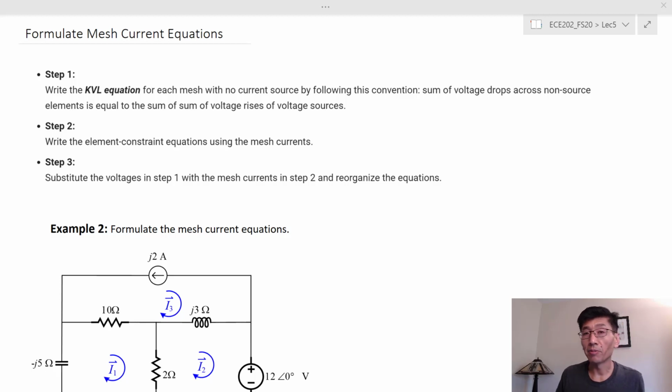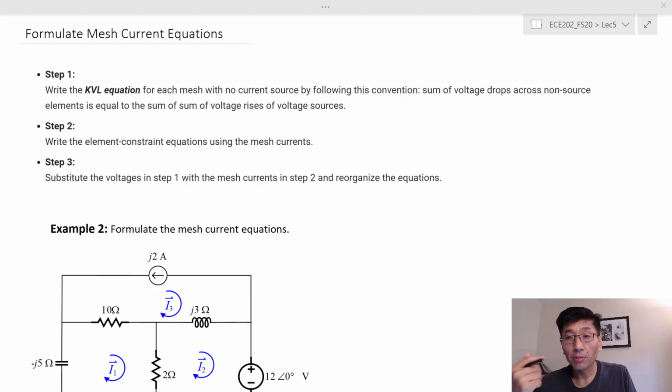Let's look at how we formulate the mesh current equations. Since each mesh current relates to a mesh or loop, we need to write the KVL equation. We start with the KVL equation for each loop. That means we write it if this loop does not have any current sources. If there are voltage sources, in this case it would be easy. And so we just write the KVL equations by using the voltages across each element, right?